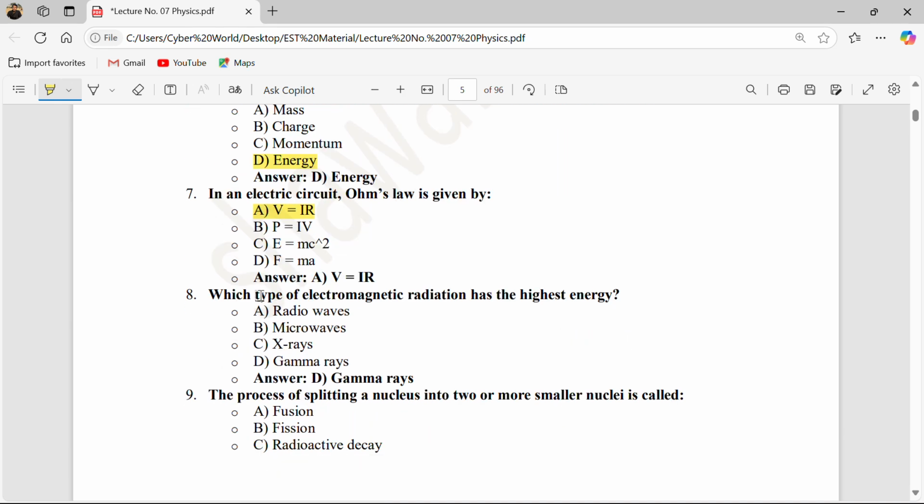Okay. Which type of electromagnetic radiation has the highest energy? So the highest energy is basically the gamma rays. X-ray is higher, but the ray with the highest energy is the gamma rays. Okay.